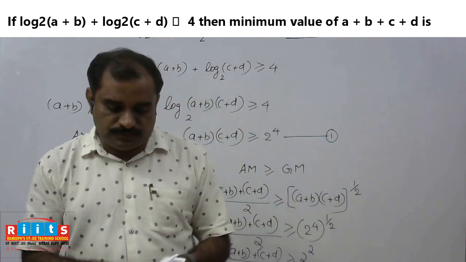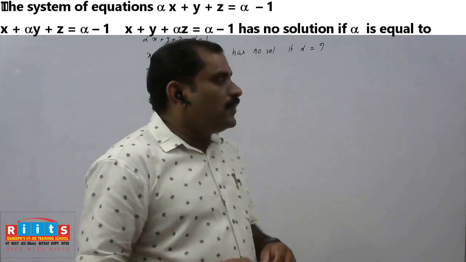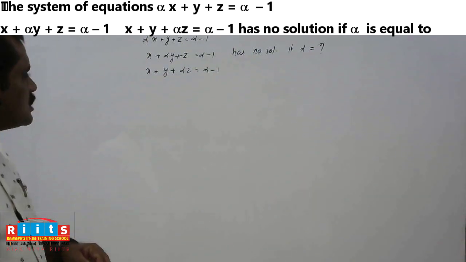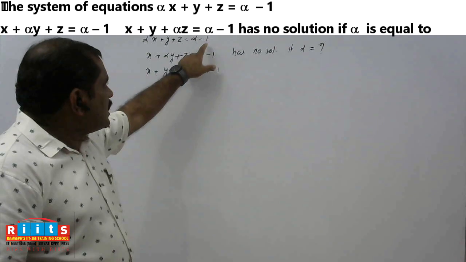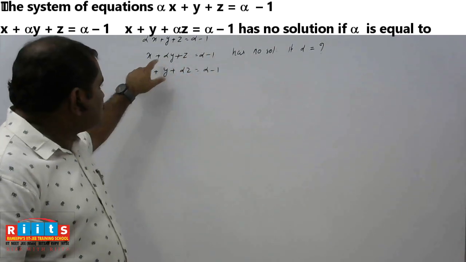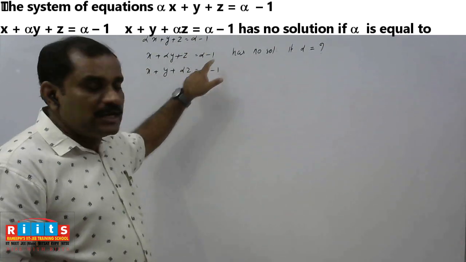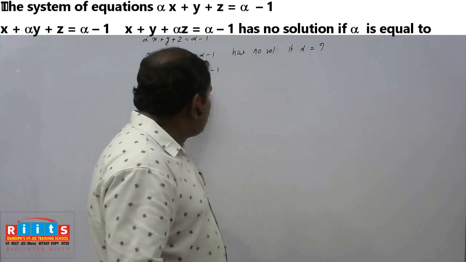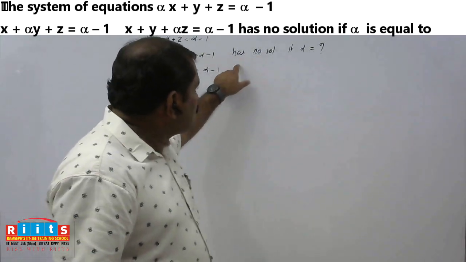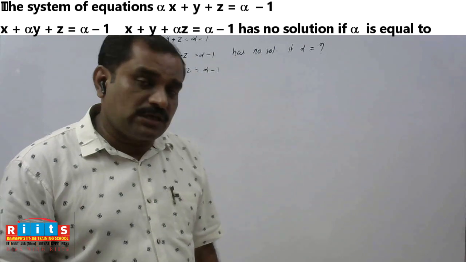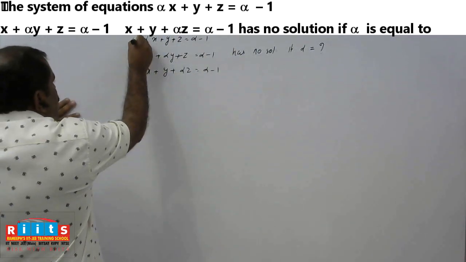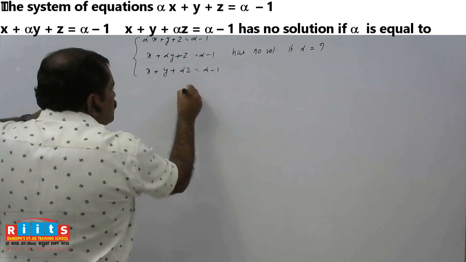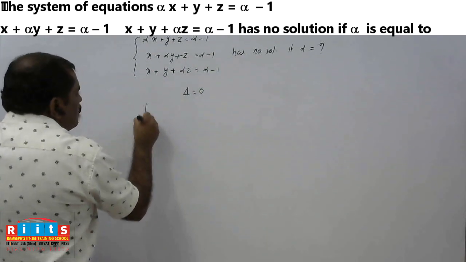Okay students, our next question, question number 4. The system of equations alpha x plus y plus z is equal to alpha minus 1, x plus alpha y plus z is equal to alpha minus 1, and x plus y plus alpha z is equal to alpha minus 1 has no solution, then alpha is equal to. It's a simple question. If the system of equations has no solution, then the determinant value is equal to 0. So what is the determinant of the coefficients?